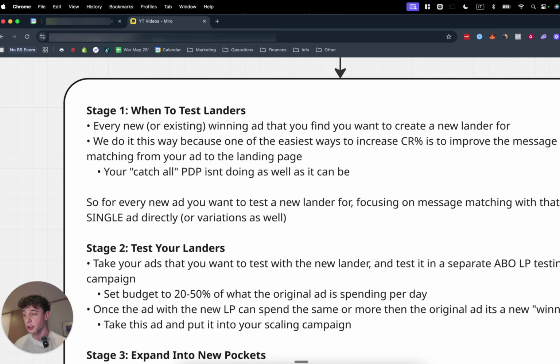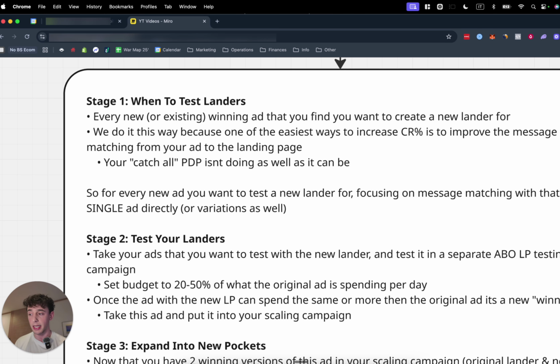And very well for us. So stage 2 is actually testing the landers, right? So take your ads that you want to test with the new lander and test them in a separate ABO landing page testing campaign. Set the budget to 20 to 50% of what the original ad is spending per day. I do this because yes, it's a winning ad, and you could just match the budget off the bat, but you don't know how the landing page will do.